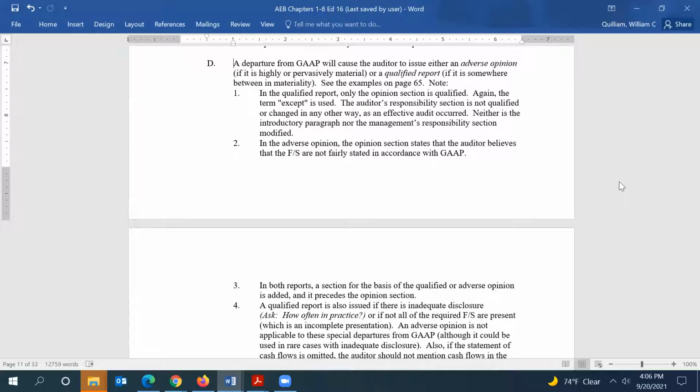Well, then number 3, in both reports, a section for the basis of the qualified or adverse opinion is added, and precedes the opinion section. This section of the basis, we also very often call an explanatory paragraph. It's going to state what's wrong. Again, it goes before the opinion paragraph. So this way people read the explanatory paragraph first, then second, they know why the opinion paragraph is qualified or adverse. Again, that placement of the paragraph is quite important. And yes, they do test it on the CPA exam. So I have to teach it.